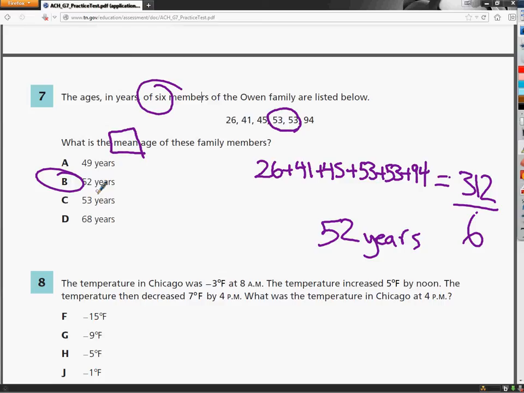Not a big deal. Just make sure that you remember that the mean teacher adds all your grades up and divides by how many there are, and you should be totally fine.